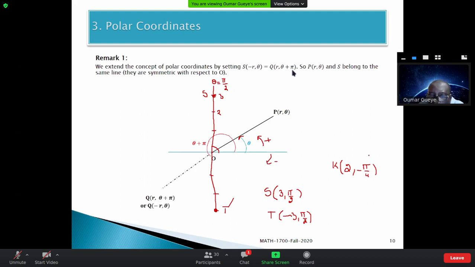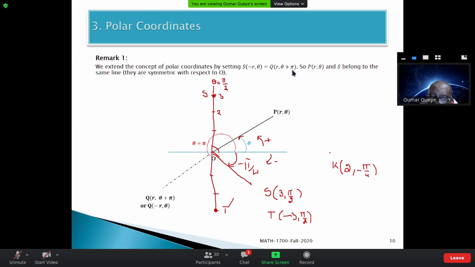Pi over 4 is equal to 45 degrees, so minus pi over 4 is going to be negative 45 degrees. It means you have to go this way. This angle is a right angle, which is just 90 degrees. You take half of this angle, exactly this, and this angle is equal to minus pi over 4. Because it's negative, we take the negative direction.